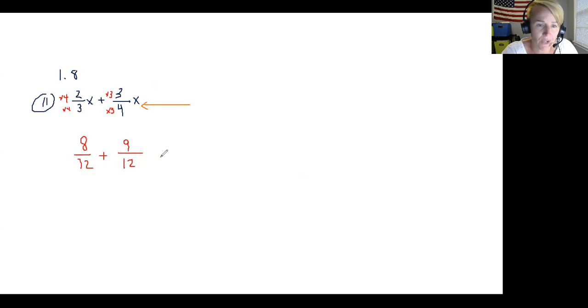Okay, so now I can literally just add them across. I want to go ahead and throw my little x's back on here. I don't know what x is, so I can't do anything with x. I can just literally simplify, which is what it's asking me to do.